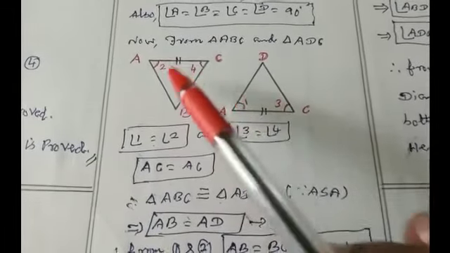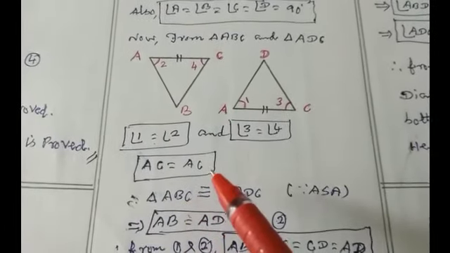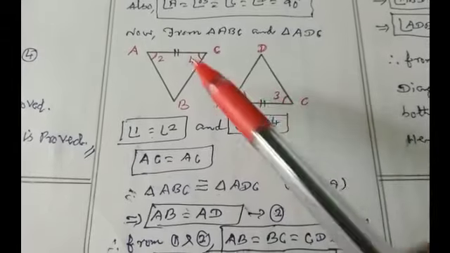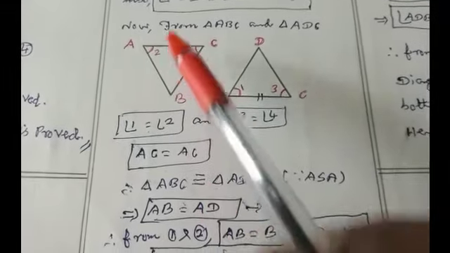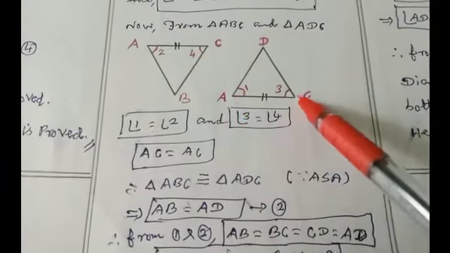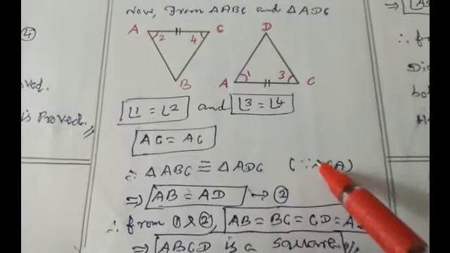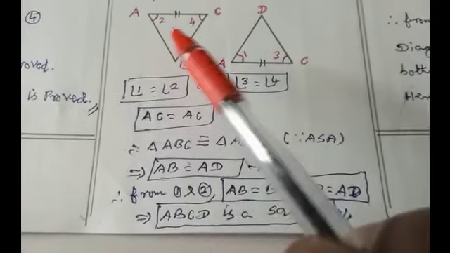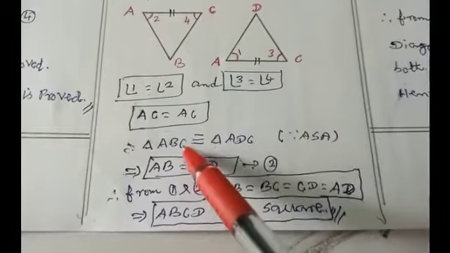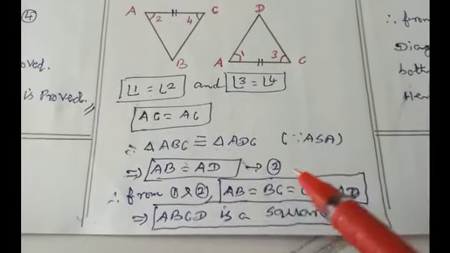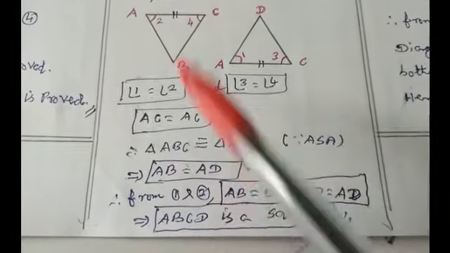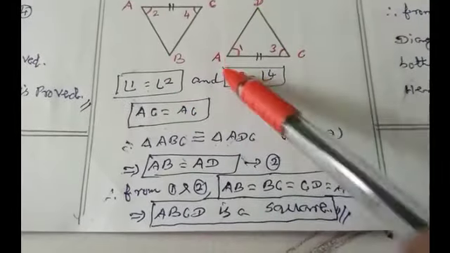Angle 1 is equal to angle 2. Similarly, we can say angle 3 is equal to angle 4. And the side AC is equal to side AC. So by the angle side angle criterion, we can say triangle ABC is congruent to triangle ADC. And this proves AB is equal to AD.